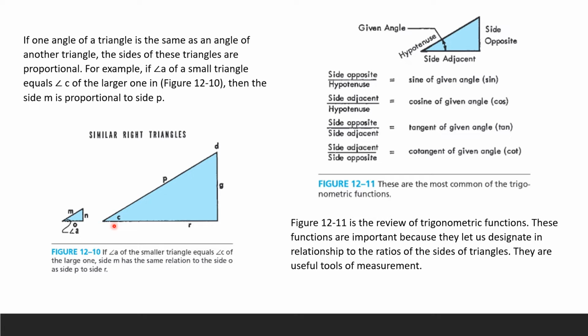So if one angle of a triangle is the same as the angle of another triangle, so in this case, your angle A is equal to the angle C right there, then the sides of these angles are proportional. So for example, here little angle A and this little angle C are equal to each other. Then the side M is proportional to the side P, the side O to R, and the side N to G.